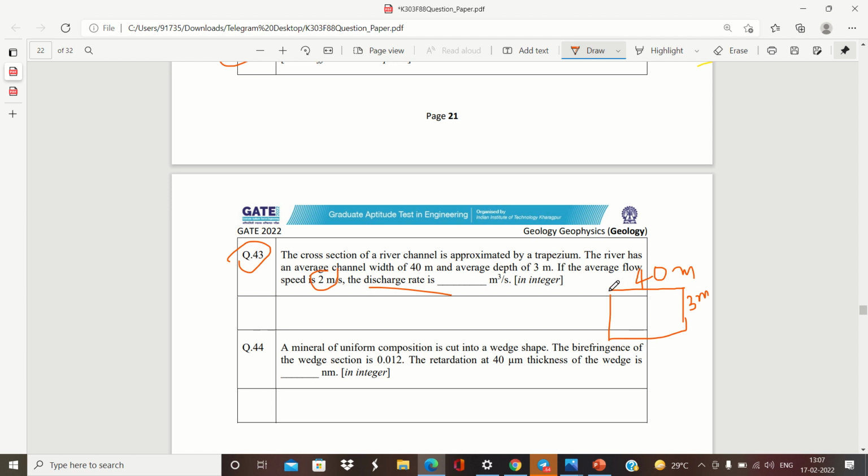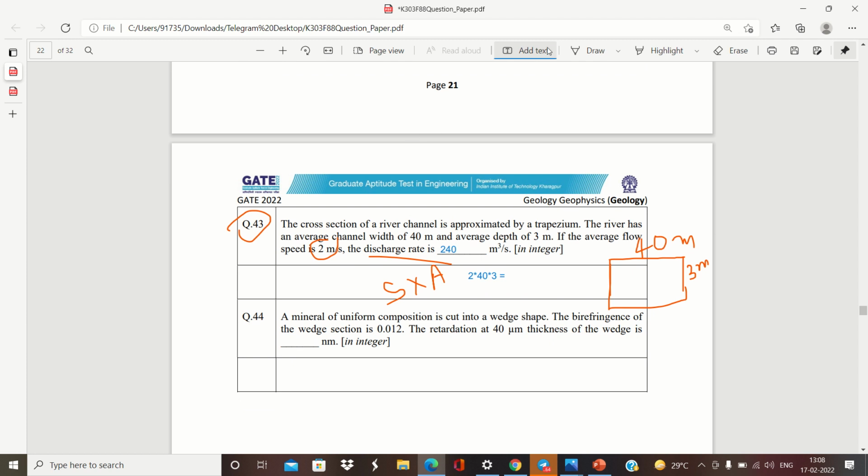So simply what we will do, discharge rate is equal to the flow speed into area. Okay, area. So what will be the area? 40 into 3. Okay, let me increase the text. Okay, so speed is 2 multiplied by area that is 40 into 3, and that will be our answer. Okay, 240. So answer will be 240 cubic meter per second.